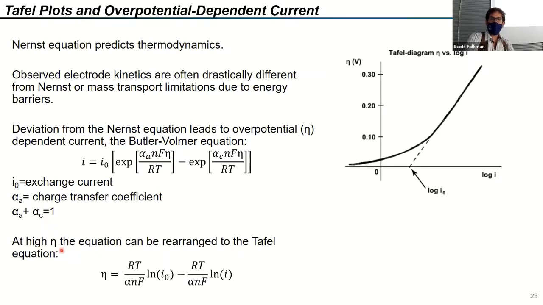And so at high overpotentials, we can rearrange this into the Tafel equation.